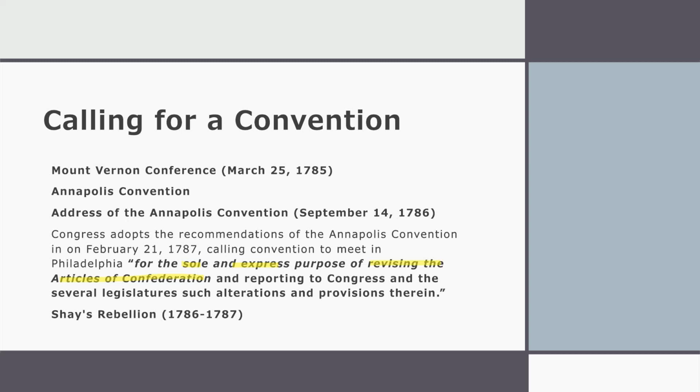Now, the final event that was a straw, if you will, that really just kind of made this need for a new government clear to everybody was Shays' Rebellion of 1786 to 1787. Basically, there were two patterns that were happening in American society. On the one hand, you had within the economy increases in taxes. As states and as the Confederated government realized that they needed to maintain their own improvements and their own defenses, they had to raise their own revenue.